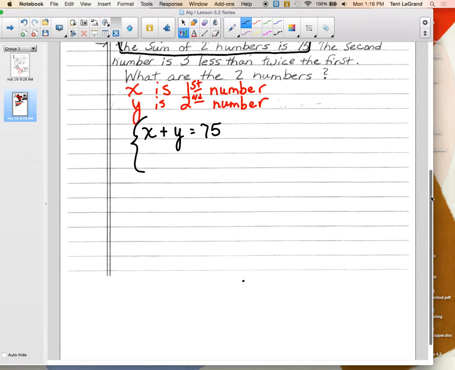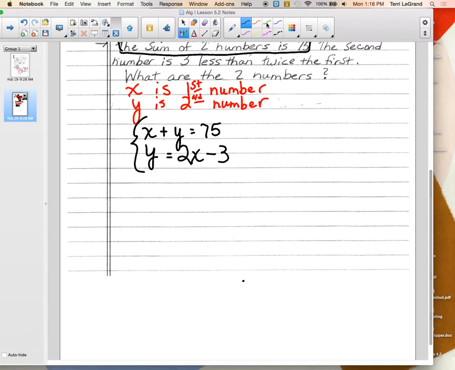When it says 3 less than, that means 3 better be getting subtracted from something. 3 less than, so they're saying take 3 away from twice the first. So the second number, y, is 3 less than twice the first. There's our system of equations. I had that last part backwards. And order matters in subtraction, so you would have ended up with the wrong answer, right?